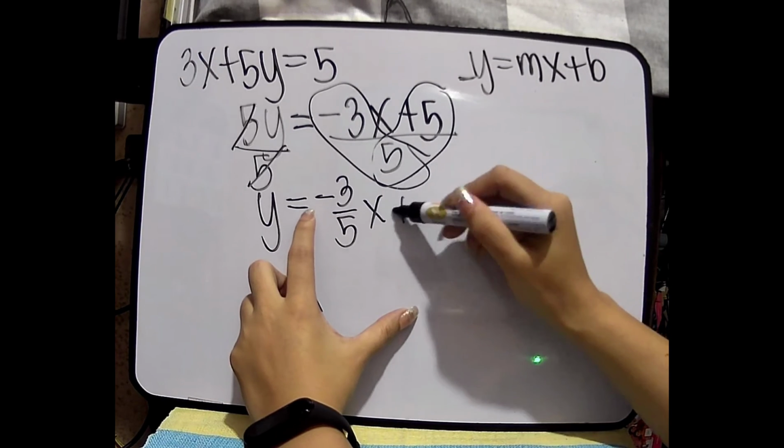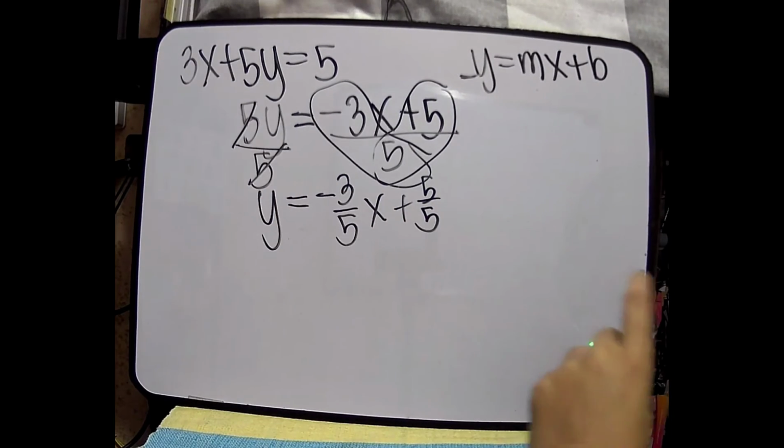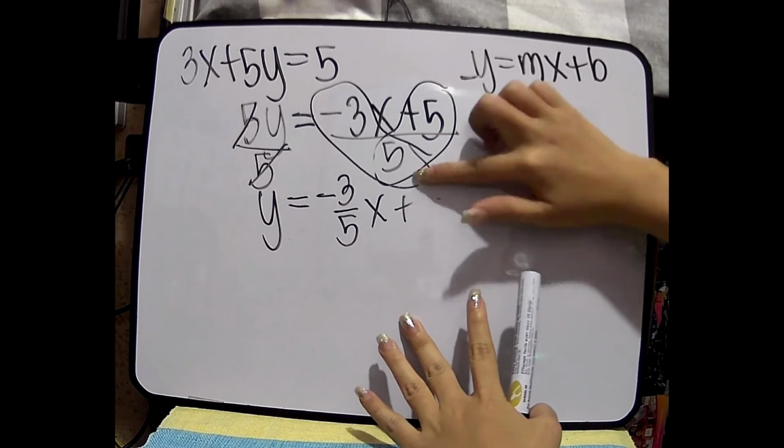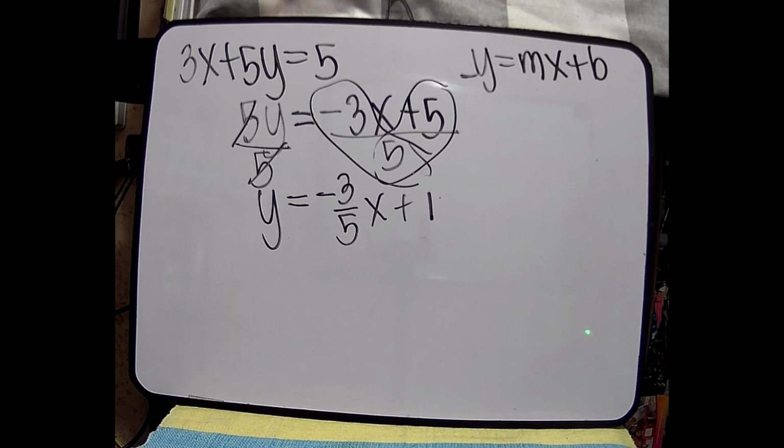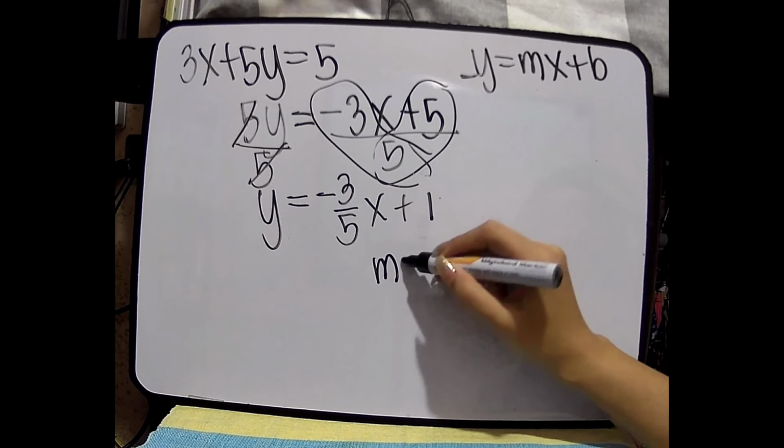Remember that fractions must always be in lowest term. Kagaya nito, yung 5/5, sulat ko lang muna, pwede siyang i-lowest term, di ba? So we could rewrite that as 1. Okay? So yan.